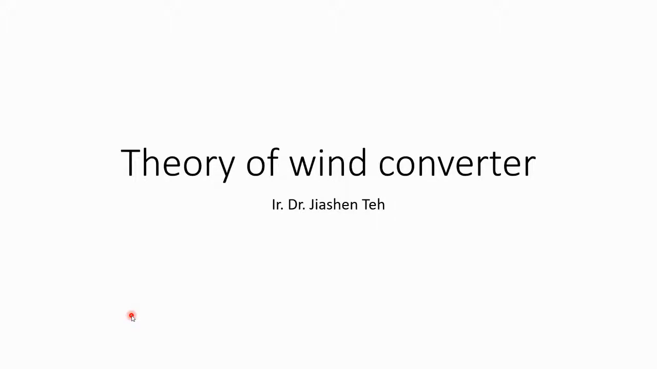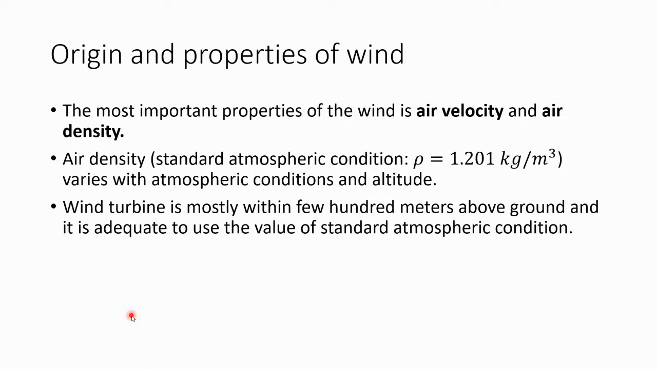Today I'll be covering the second part of this course, which is on wind energy and wind turbines. The most important properties of the wind are air velocity and air density. Air density varies with atmospheric conditions and altitude. The standard atmospheric condition is 1.201. This is the magic number that we all should know.